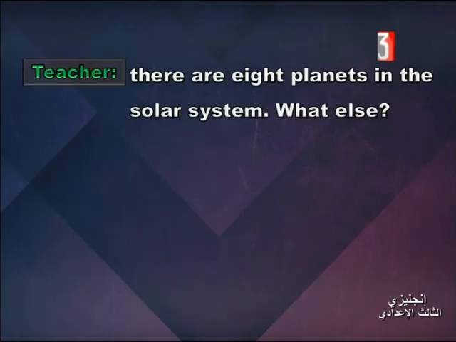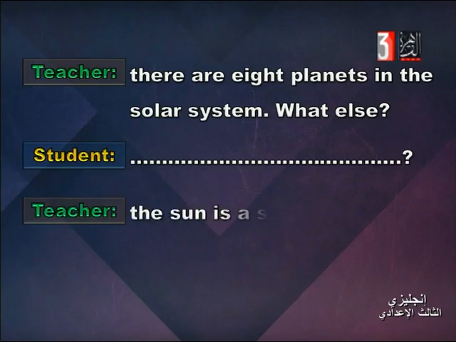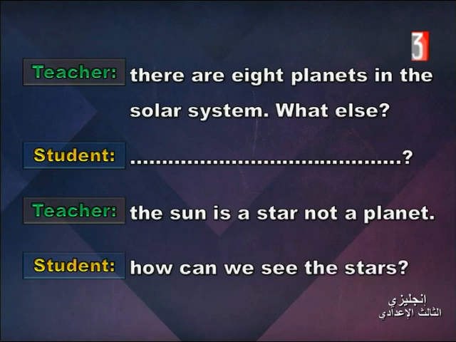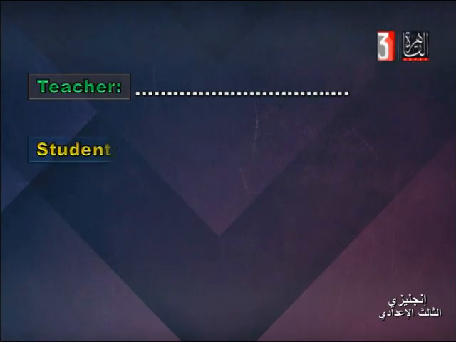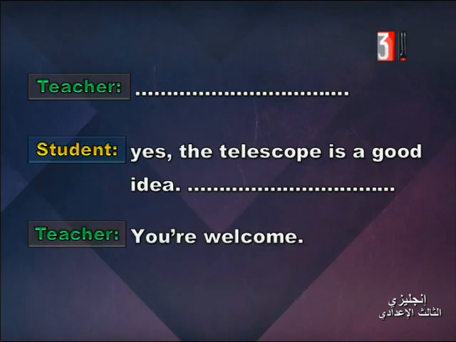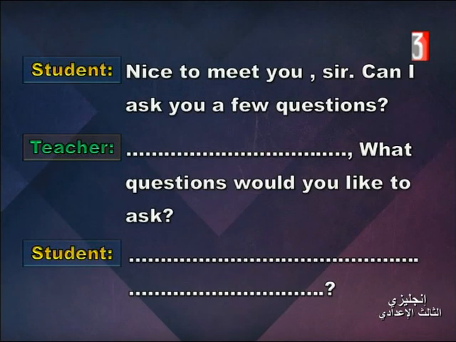Student said a question, and the teacher said, "There are 8 planets in the solar system. What else?" Of course, we have the word planets, and plants. Planets means related to space and the stars and so on, but plants are related to the trees that we grow. Student said a question, and the teacher said, "The sun is a star. It's not a planet." Student, "How can we see the stars? They are very far, so how can we reach them or how can we look at them?" The teacher said something. Student said, "Yes, this telescope is a good idea." Okay, the teacher, "You are welcome." So let's start with our answers for this question.